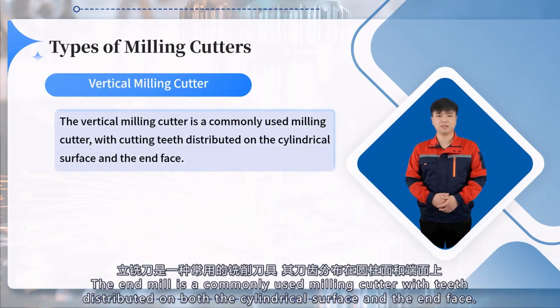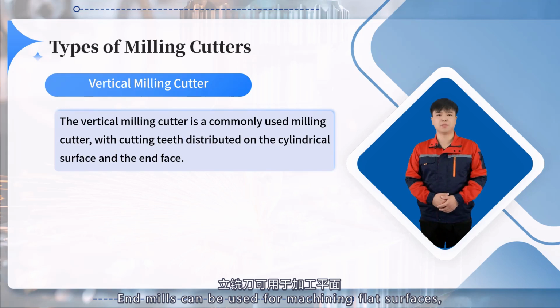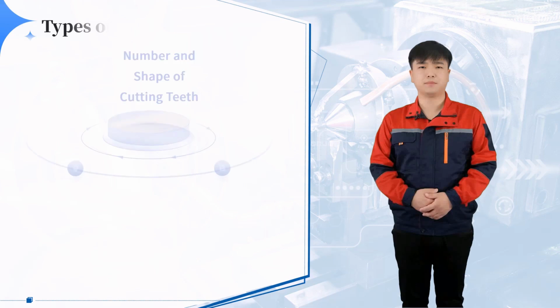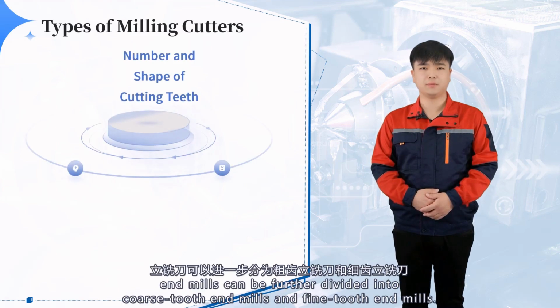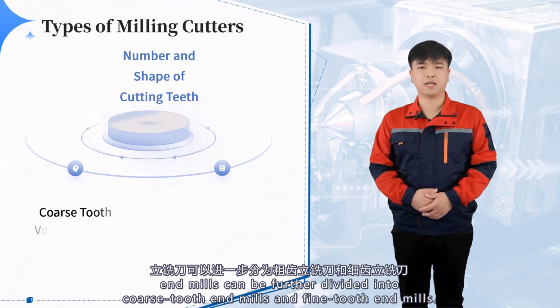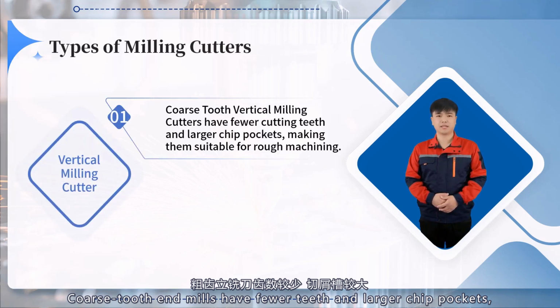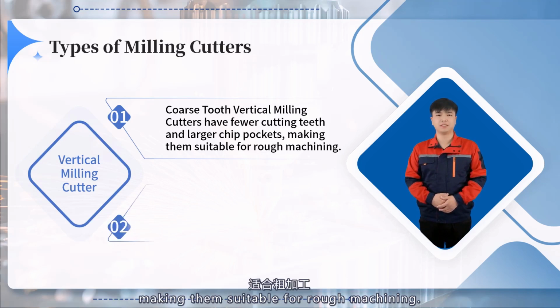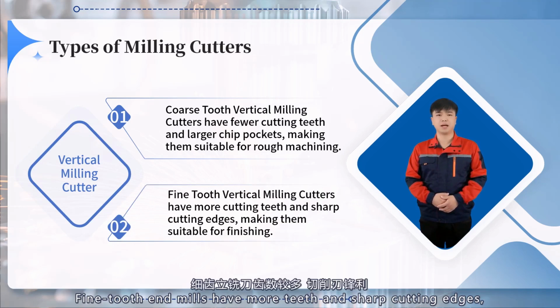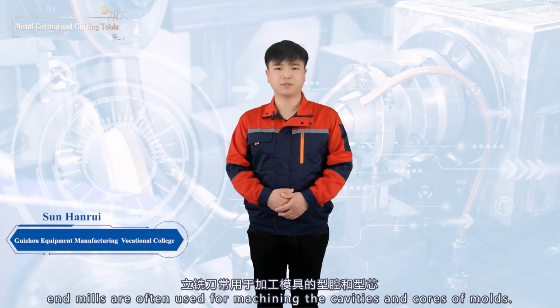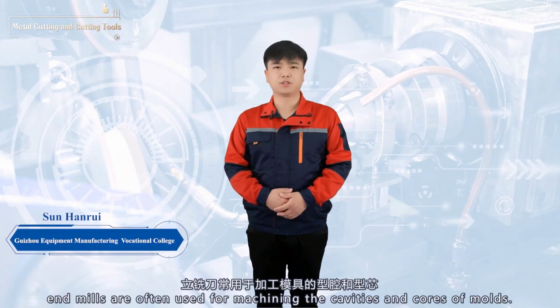End mill. The end mill is a commonly used milling cutter with teeth distributed on both the cylindrical surface and the end face. End mills can be used for machining flat surfaces, stepped surfaces, grooves, and more. Based on the number and shape of the teeth, end mills can be further divided into coarse tooth end mills and fine tooth end mills. Coarse tooth end mills have fewer teeth and larger chip pockets, making them suitable for rough machining. Fine tooth end mills have more teeth and sharp cutting edges, making them suitable for finish machining. In mold manufacturing, end mills are often used for machining the cavities and cores of molds.